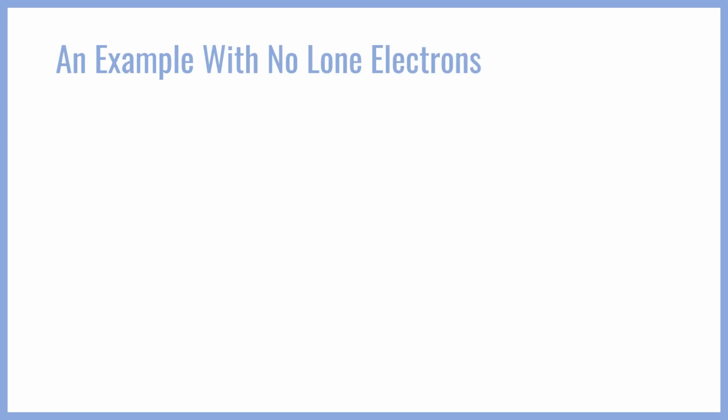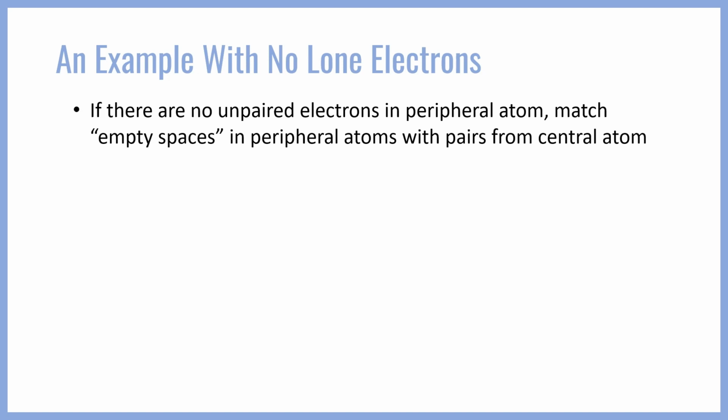Oftentimes, there will be no unpaired electrons in a peripheral atom, such as in oxygen or sulfur, which don't have any unpaired electrons. If this is the case, if there are no unpaired electrons, what we want to do is match quote-unquote empty spaces in the valence of peripheral atoms with pairs from the central atom. Let's go ahead and do an example to clarify what we mean by this.